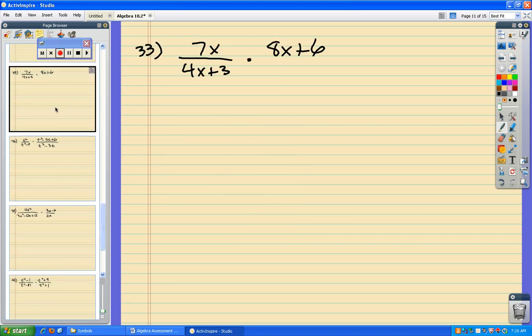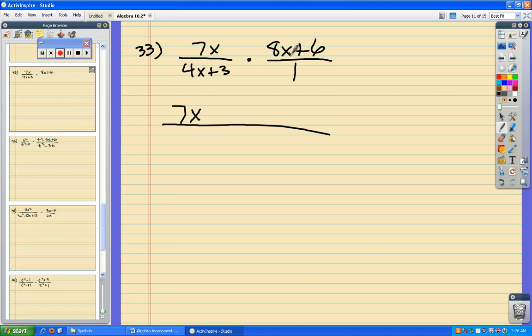7x over 4x plus 3. If it helps, this is over 1. Okay, so let's see. 7x. Some of you might be tempted to cancel because you know 4x plus 3 shows up here and here.